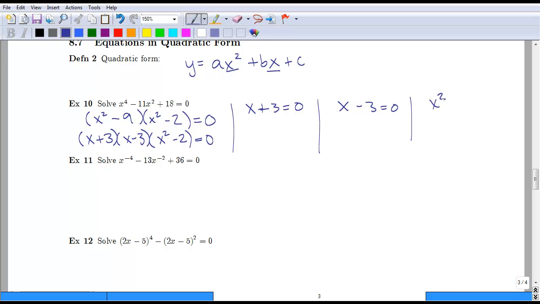And we have x squared minus 2 equals 0. Now, in this case, we just subtract the 3 over. We get x equals negative 3. In the second one, we add the 3 over. We get x equals positive 3.